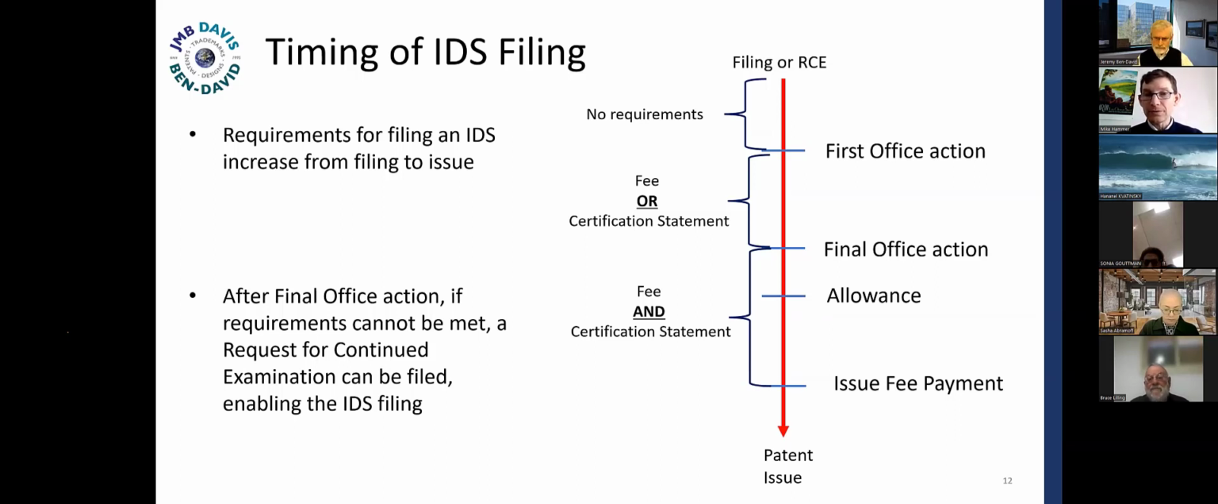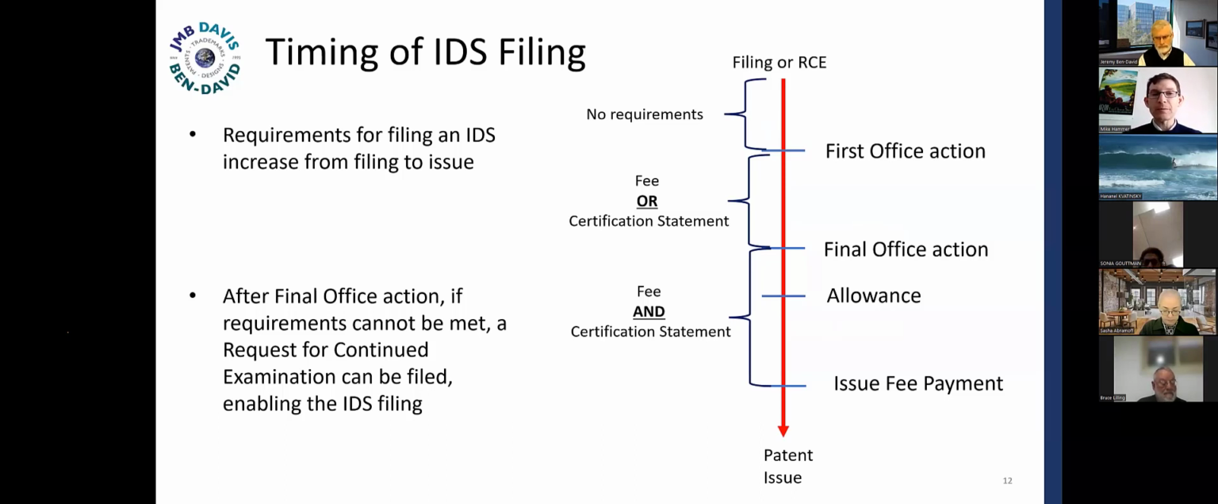After prosecution is closed, meaning after the issue of a final office action or after notice of allowance, you can still submit documents which you become aware of, as long as you pay the fee and can make that certification statement. So you can see this incentive to get things on record early. If you cannot make that certification statement at this time, you have to file a request for continued examination in order to get it on file and have it acknowledged by the examiner. All of this, of course, has to happen before the issue fee payment.